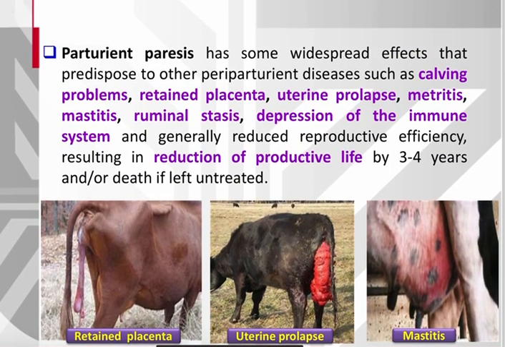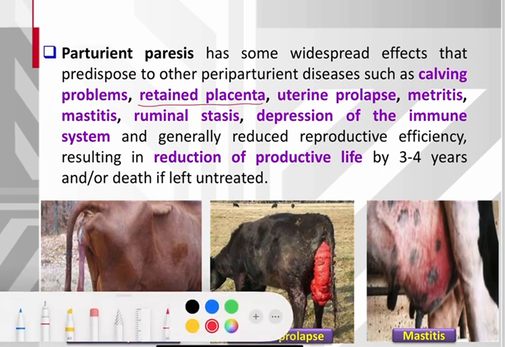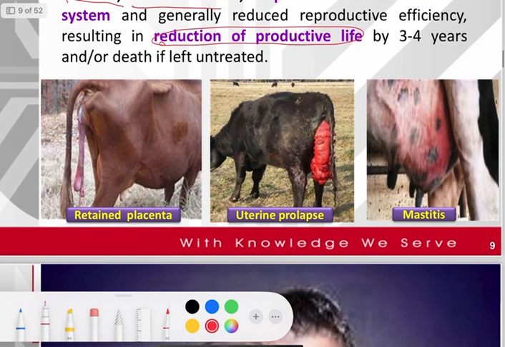Parturient paresis has some widespread effects that predispose to calving problems such as retained placenta, uterine prolapse, metritis, mastitis, ruminal stasis, and depression of the immune system. All this will cause a reduction of productive life by 3 to 4 years, or death if left untreated. So these conditions are predisposed by hypocalcemia.